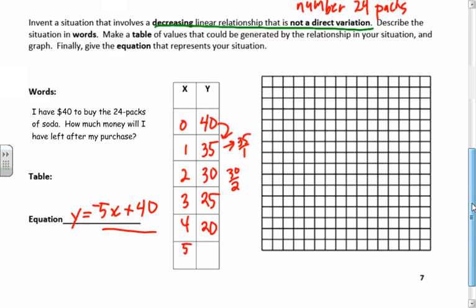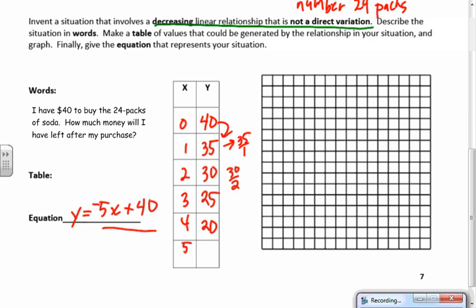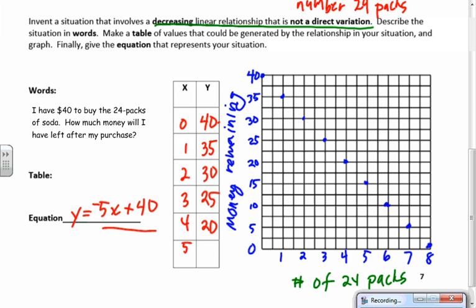And here's what the graph would look like. All right, notice how this graph starts up here and goes down like that, so it's a decreasing graph, but also notice that it doesn't start at 0, 0. It is a straight line. These dots do line up, but to be a direct variation, it would have to start at 0, 0, which this one does not. All right, so that's the lesson for the day.